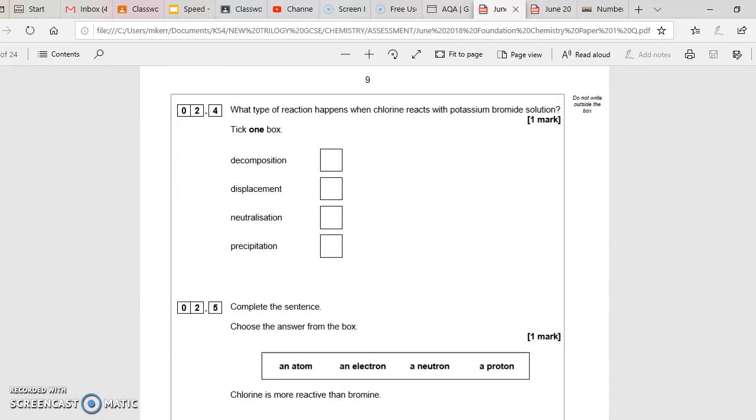Question 2.4. What type of reaction happens when chlorine reacts with potassium bromide solution? Please pause your video and answer. Kind of giving you the answer here. It's a displacement reaction. It's not neutralization. You haven't got an acid and an alkali. Precipitation means a solid is formed, and because it hasn't given you a symbol equation, you can't see anywhere that a solid is formed. And decomposition means it's breaking down from one substance into several substances. So it's still 2 for 2 reactants, 2 products. So displacement is the only correct answer.